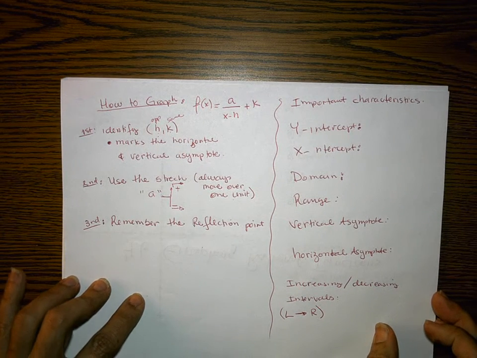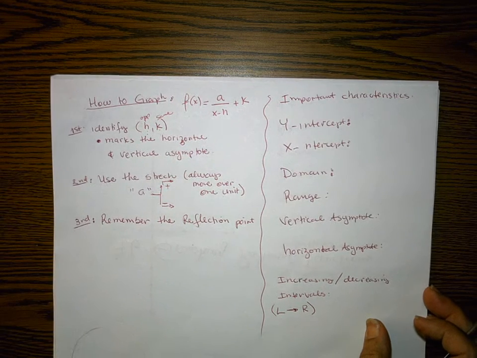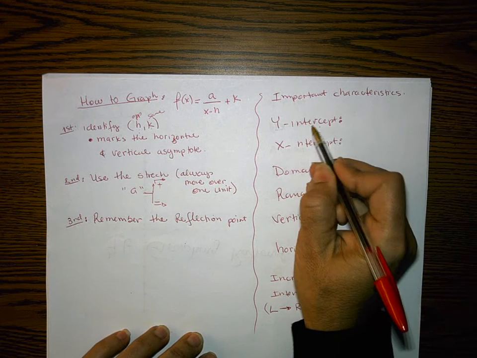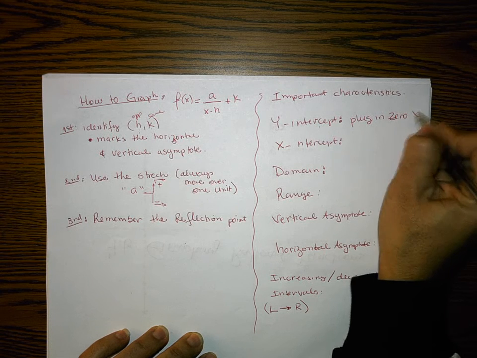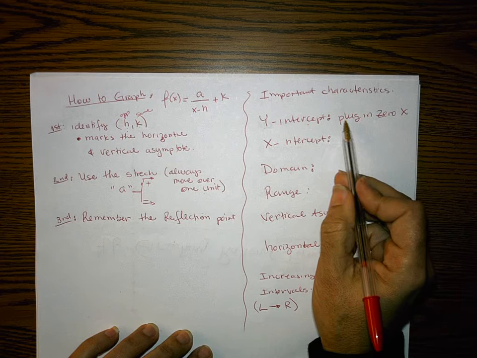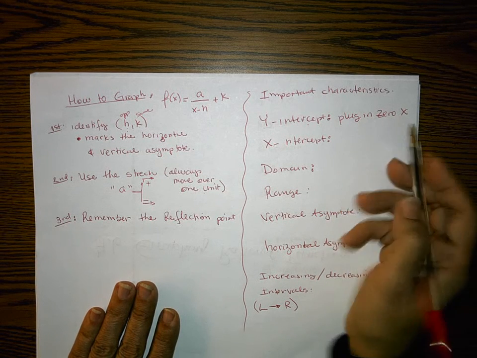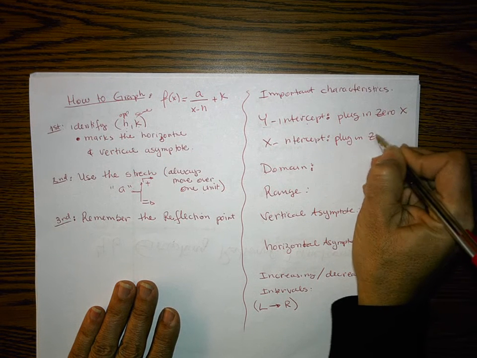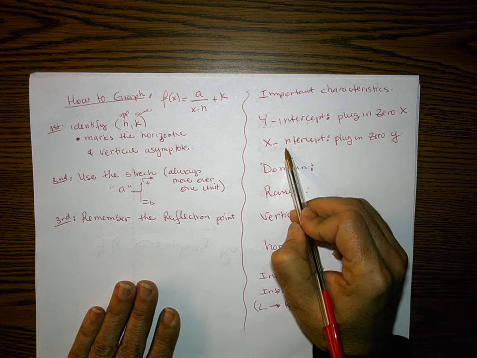And then after we talked about these 3 steps, we also talked about these important characteristics of the function, like how to find the y-intercept. If I want to find the y-intercept, we plug in 0 for x, okay? That's how we find the y-intercept. Sometimes it's easy to see just by looking at the graph, but if it's not, you plug in 0 for x. If I want to find the x-intercept, I plug in 0 for the y value, okay? That's how it helps me find the x-intercept.